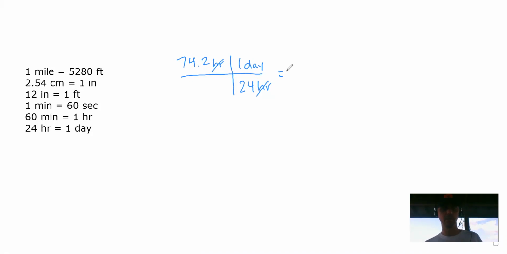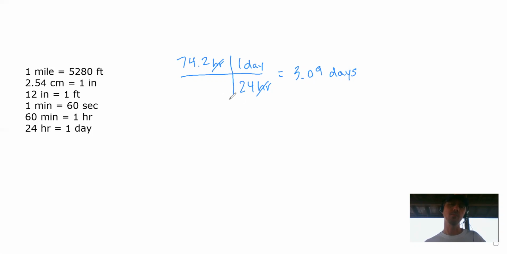Okay, so we punch into our calculator 74.2. Oh, did I close my calculator? Sorry. Let's see what that value is. 74.2 divided by 24. So 3.09, if we round that, 3.09 days. That's how many days you have if you have 74.2 hours, okay?